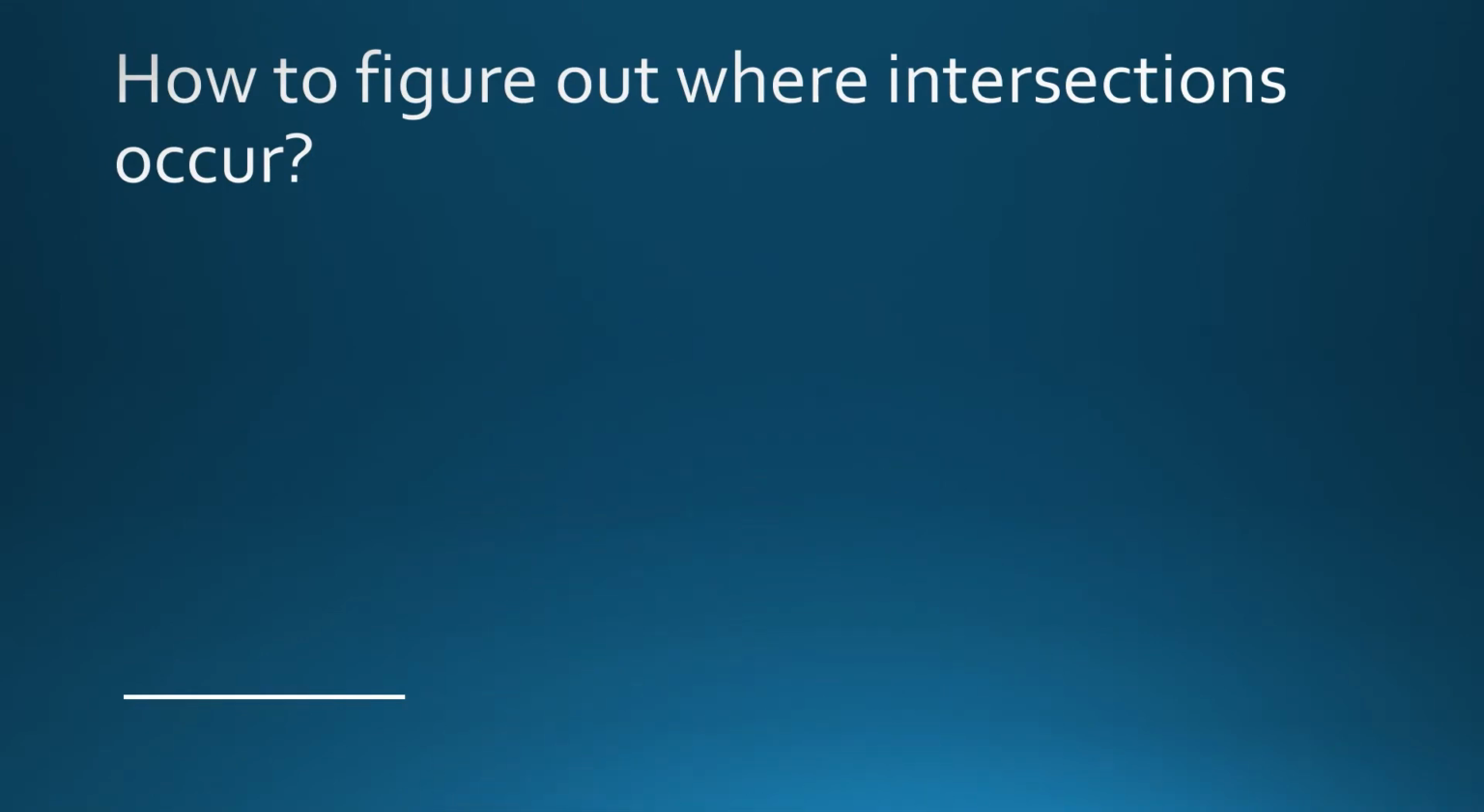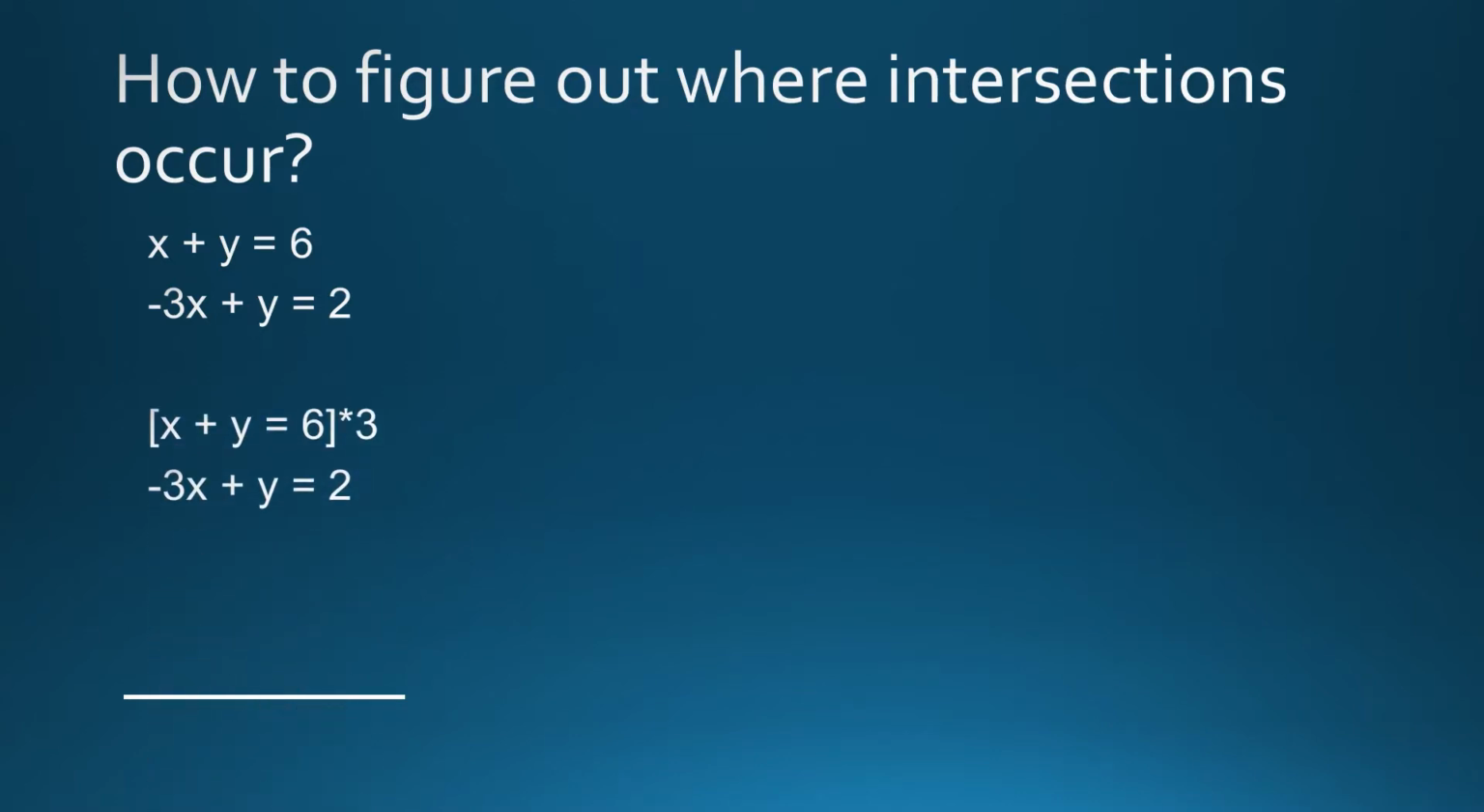Okay, so how to figure out where intersections occur. The two equations are the same as on that previous slide. Now, what you do with elimination is you basically have to change one of the equations so that you are able to cancel out one of the variables that we are working with. So if I multiply that whole first equation by 3, I get 3x plus 3y equals 18.